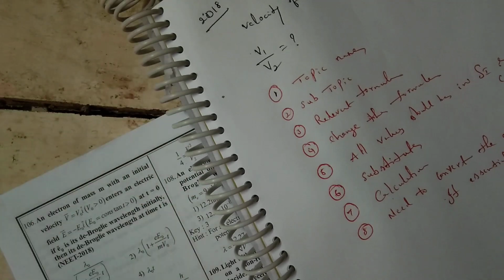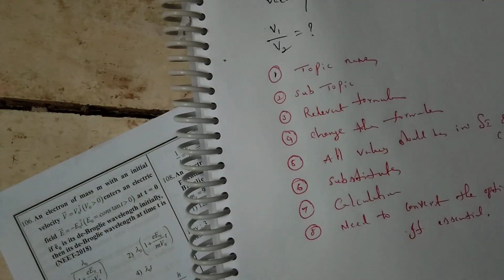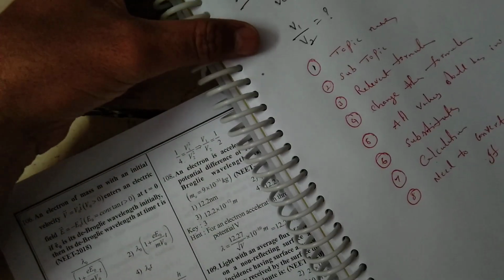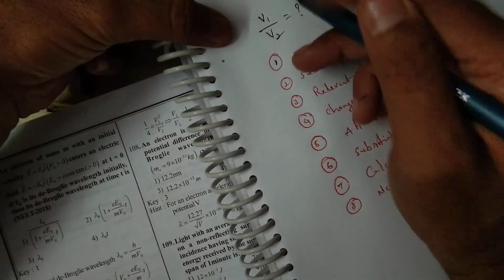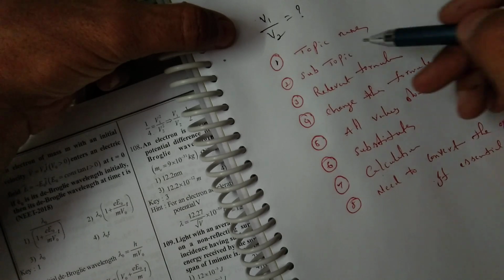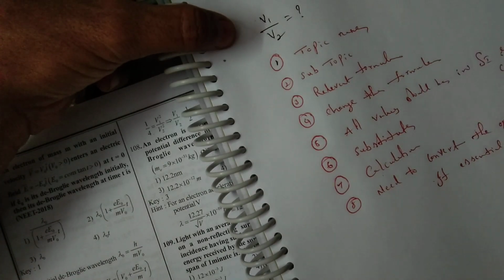If essential, right? All these are the important points you need to remember at the time of doing the numerical. Okay, and now come to the problem. Here the topic is related to the dual nature of radiation and matter, and the subtopic is nothing but Einstein photoelectric effect.